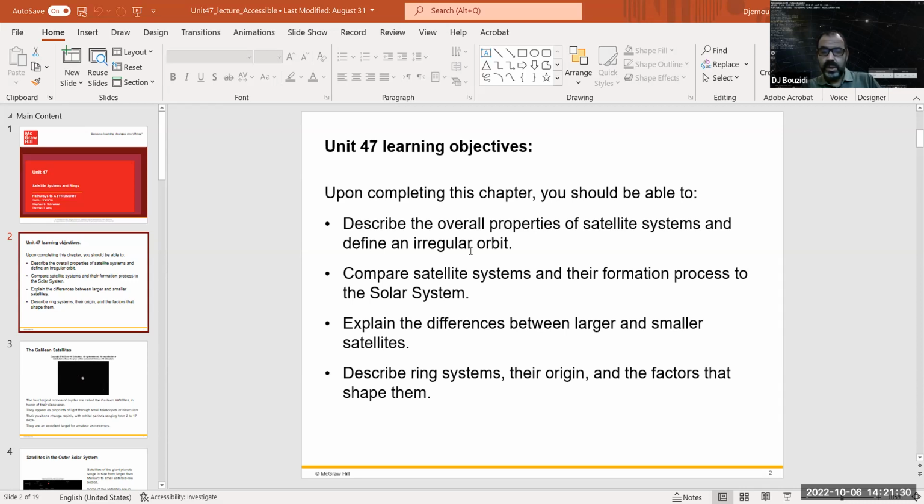Then explain the difference between larger and smaller satellites. Again, we will see that any satellite less than 400 kilometers does not have enough force of gravity to pull itself into a spherical shape. Because if you have a large enough body, like for example the planets or the stars, you're pulling from every which way, and in this case, by virtue of the symmetry, the object becomes a spherical shape.